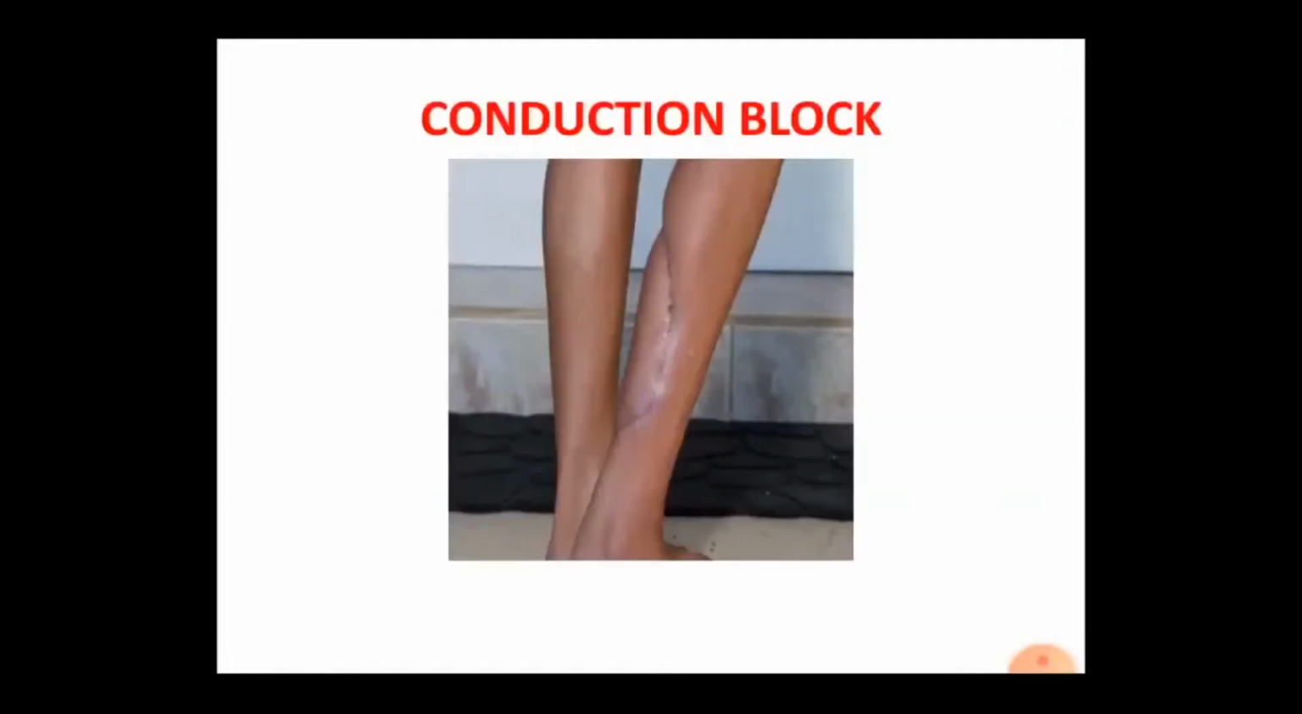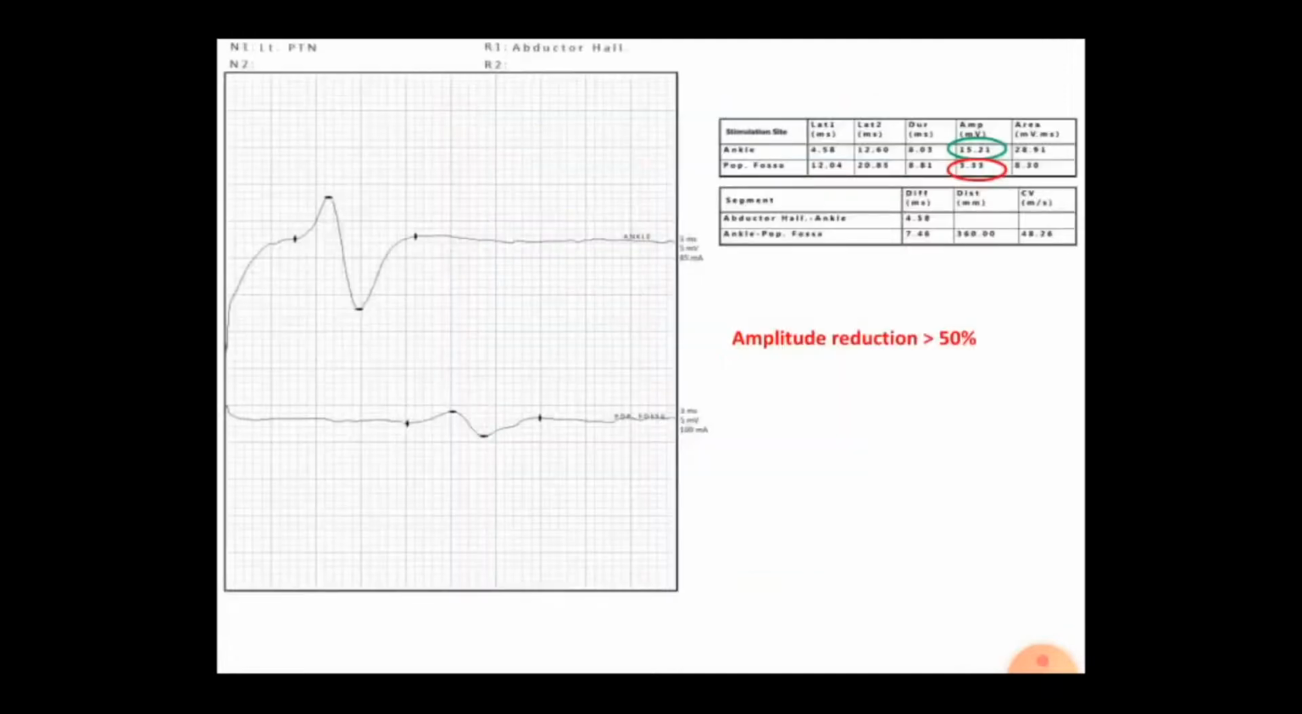Now we will see different examples of this report. Let us start with conduction block. You can see that this patient has had surgery over the calf region. So it is possible that there may be damage between the knee and ankle. What will be the finding in NCV? Let us see. This recording is for the posterior tibial nerve. It is recorded from the abductor hallucis muscle, by stimulation at the ankle as well as at the popliteal fossa, which you can read in the report.